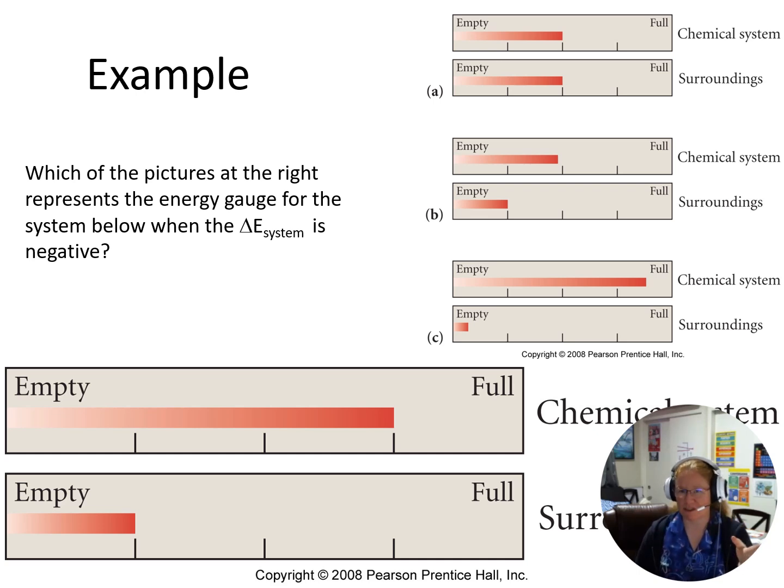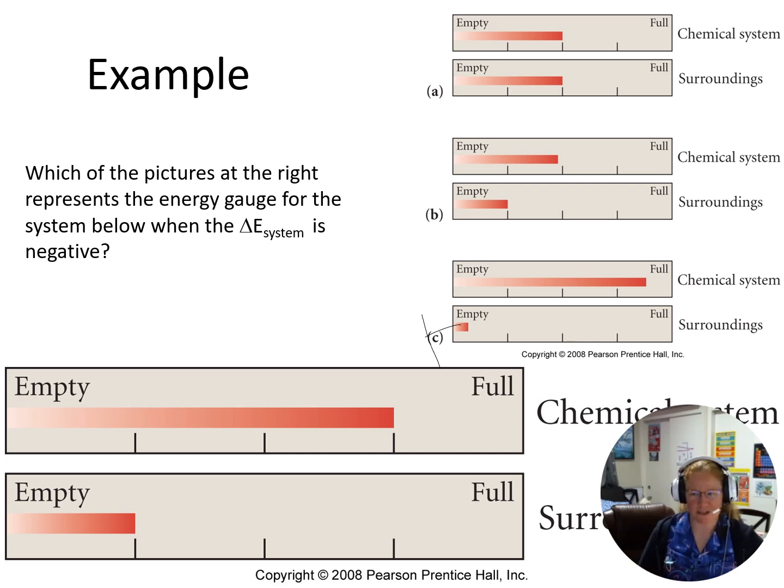Well, if you look at the pictures, both A and B show a loss of energy from the system. C shows a gain of energy in the system. So C is not correct. So we'll cross out C. C is not correct because the system gains energy there. So it's either A or B. Now in A, the system goes down by 1 tick mark and the surroundings go up by 1 tick mark. In B, the system goes down by 1 tick mark, but the surroundings do nothing.